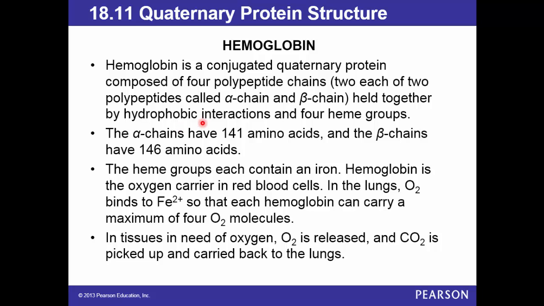And the formula is alpha 2, beta 2. Now the alpha chains each consist of 141 amino acids, and the beta chains with 146 amino acid residues. Now the heme groups each contain an iron. So hemoglobin is the oxygen carrier in red blood cells. In the lungs, O2 binds to Fe+2 so that each hemoglobin can carry a maximum of 4 oxygen molecules. In tissues in need of oxygen, it is released and CO2 is picked up and carried back to the lungs.